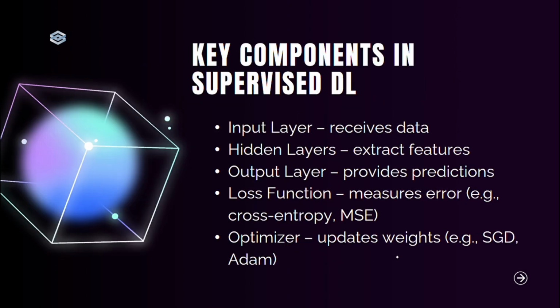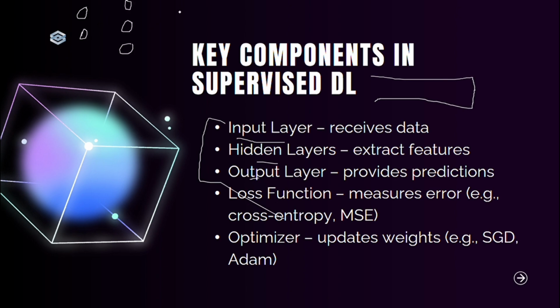After that, the key components in supervised learning. It is a very important point in deep learning as well. Here are the input layer, the hidden layer and the output layer. These three layers are a very important part of deep learning. Here is the input data, here is the hidden layer, and here is the output layer.